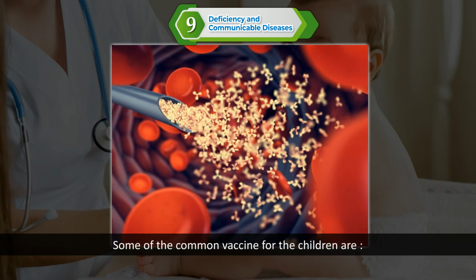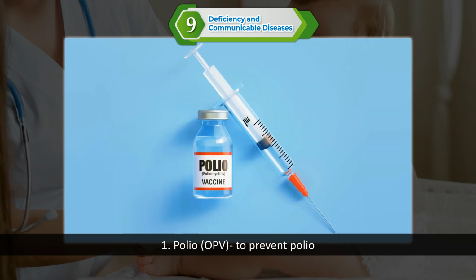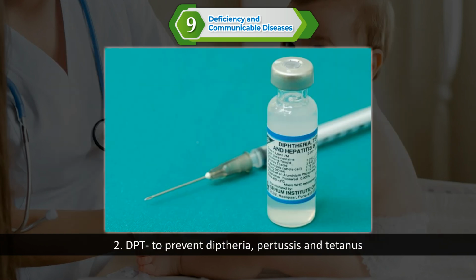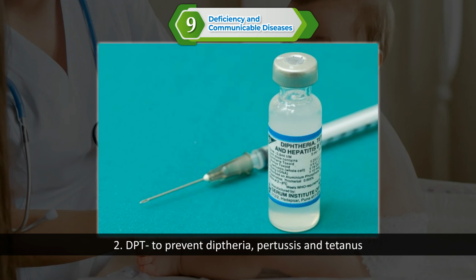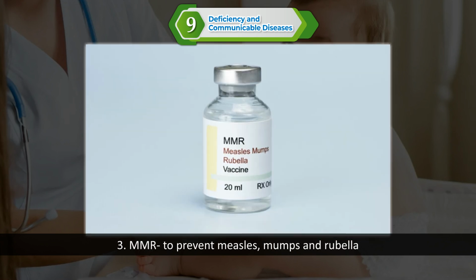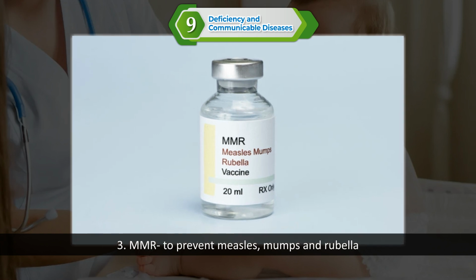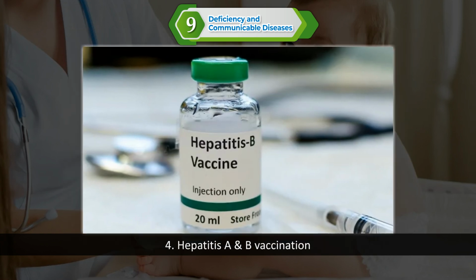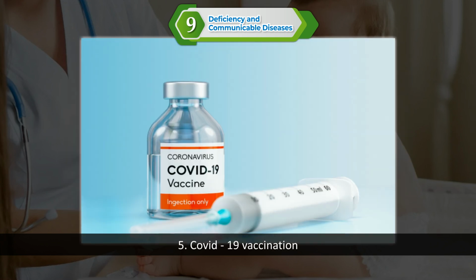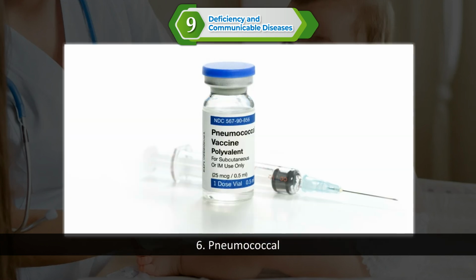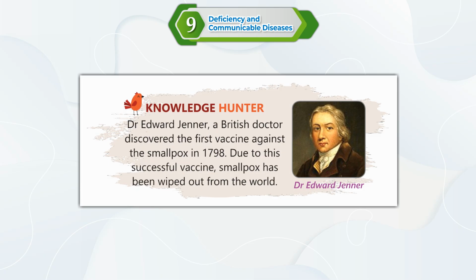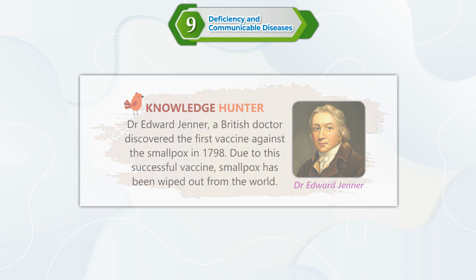Some of the common vaccines for children are 1. Polio, OPV, to prevent polio. 2. DPT, to prevent diphtheria, pertussis and tetanus. 3. MMR, to prevent measles, mumps and rubella. 4. Hepatitis A and B vaccination. 5. COVID-19 vaccination. 6. Pneumococcal. Knowledge hunter. Dr. Edward Jenner, a British doctor, discovered the first vaccine against smallpox in 1798. Due to this successful vaccine, smallpox has been wiped out from the world.